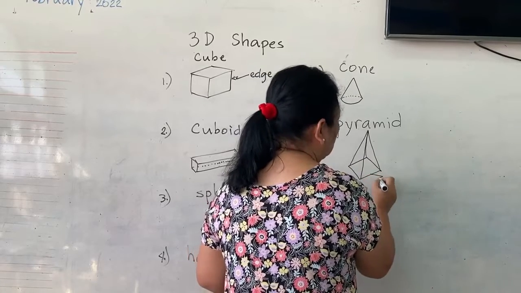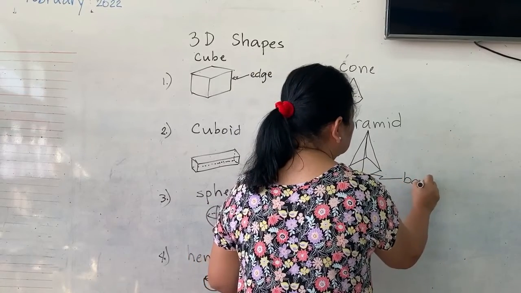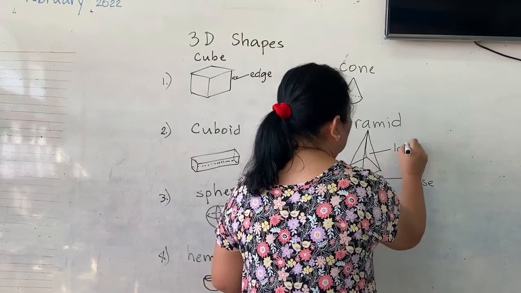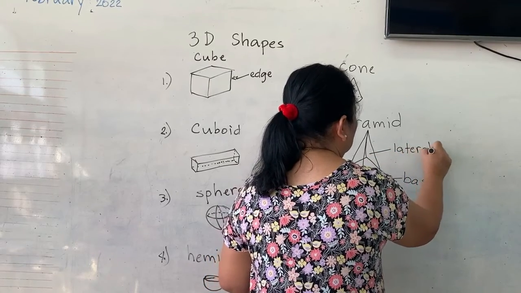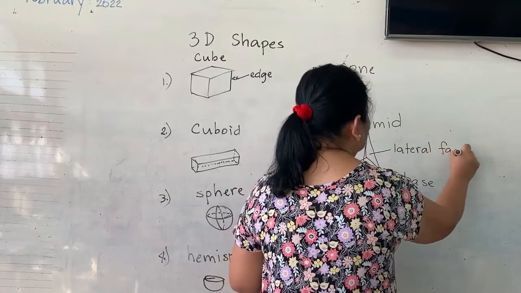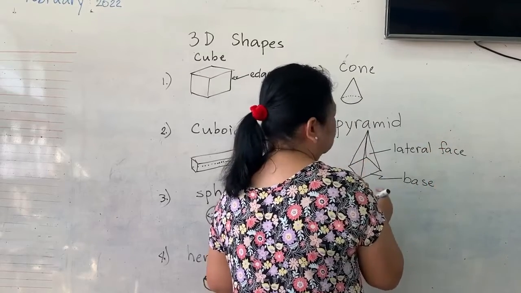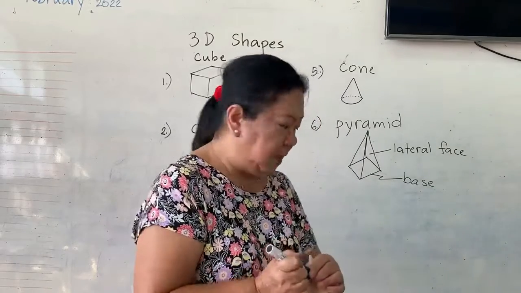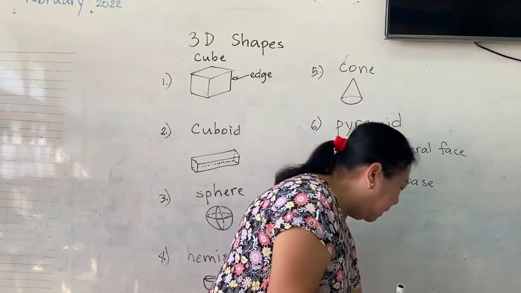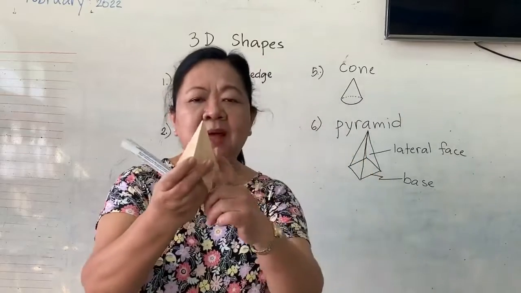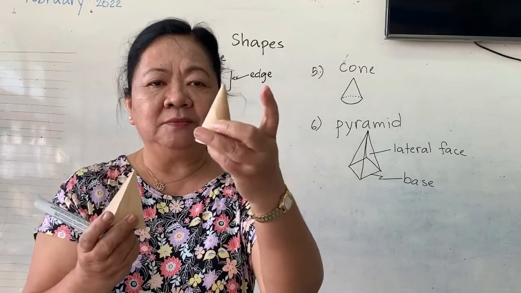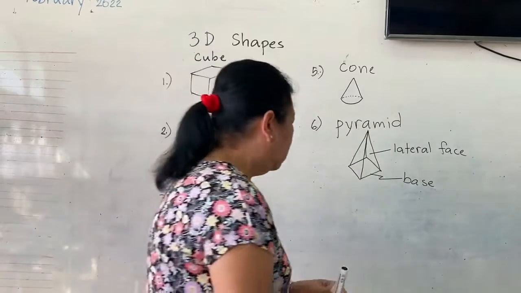So this is called the base. This is the lateral face, and if there are many lateral faces, they are triangles. Okay? The difference from a cone is that a pyramid has lateral faces. A cone doesn't. See?